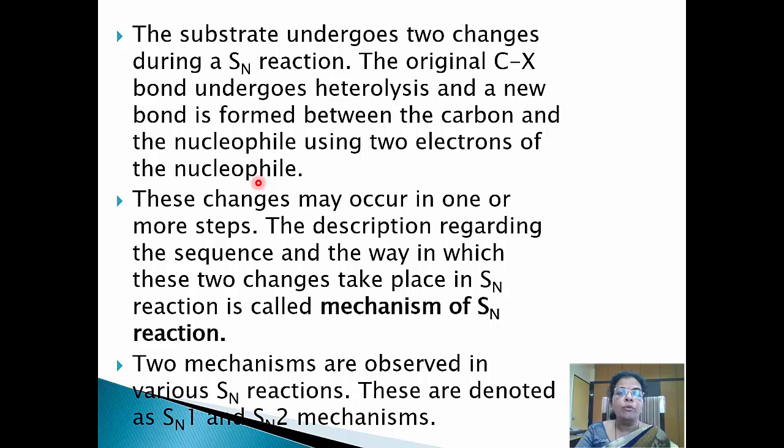We know that nucleophile is an electron-rich species. These changes may occur in one or more steps. The description regarding the sequence and the way in which these two changes take place in nucleophilic substitution reaction is called the mechanism of nucleophilic substitution reaction. There are two mechanisms which are observed in various nucleophilic substitution reactions. These are denoted as SN1 and SN2 mechanism.